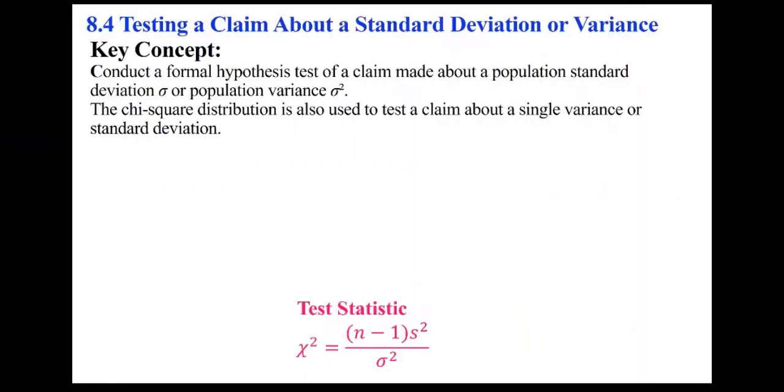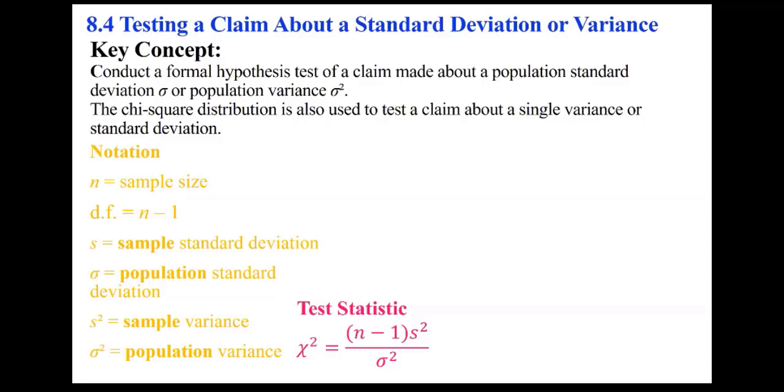So let's discuss the new stuff. Testing a claim about the standard deviation. We are going to conduct a formal hypothesis test of a claim made about the population standard deviation sigma or variance sigma squared, in which case the chi-square distribution is used in the case of a single variance or standard deviation. In this case, the test statistic, chi-squared, is n minus 1 times s squared over sigma squared.